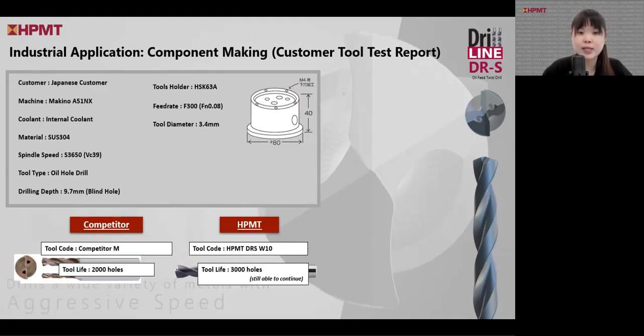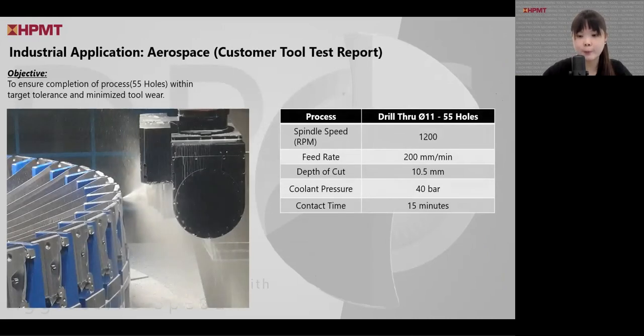Next is the last two test reports, shared by our customer from the aerospace industry. What they wanted was to ensure that, using our cutting tool, we are able to drill 55 holes within their targeted tolerance range, and also show minimized tool wear. The material they are using here is TI6 aluminum, all right? So it is a super alloy. This is the cutting parameter setup that they are using.